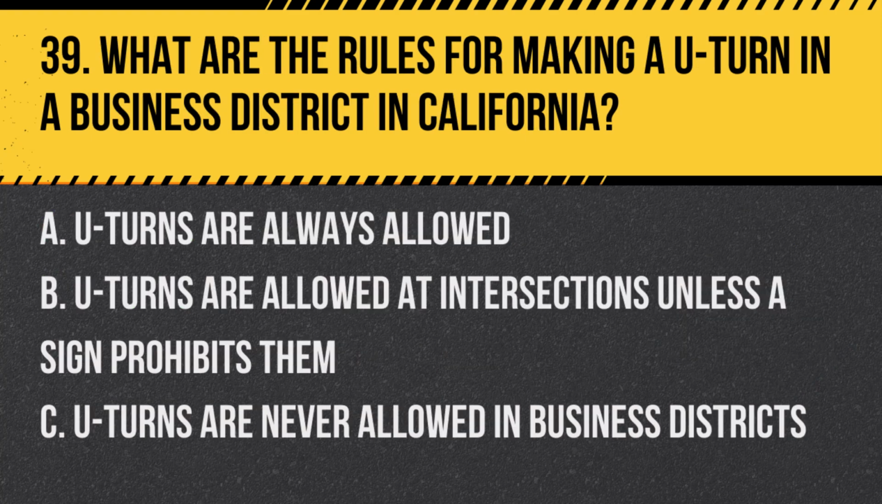Question 39. What are the rules for making a U-turn in a business district in California? A. U-turns are always allowed. B. U-turns are allowed at intersections unless a sign prohibits them. C. U-turns are never allowed in business districts. Answer: B. U-turns are allowed at intersections unless a sign prohibits them. In business districts, U-turns are generally allowed at intersections unless there's a sign indicating otherwise.